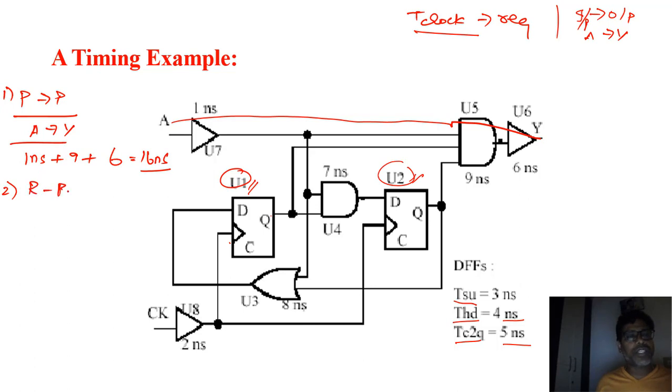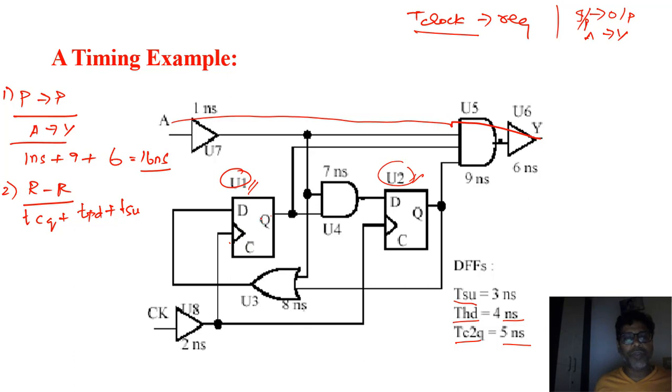The next one is the reg to reg category. Of course, you have now two options: U1 to U2 or U2 to U1. Both ways. Now let's see which is going to have the maximum value. Let's take U1 to U2. Always from reg to reg, what are the values you need to take? C to Q delay, then propagation delay, then setup time. So these three should be added up from one reg to the other.